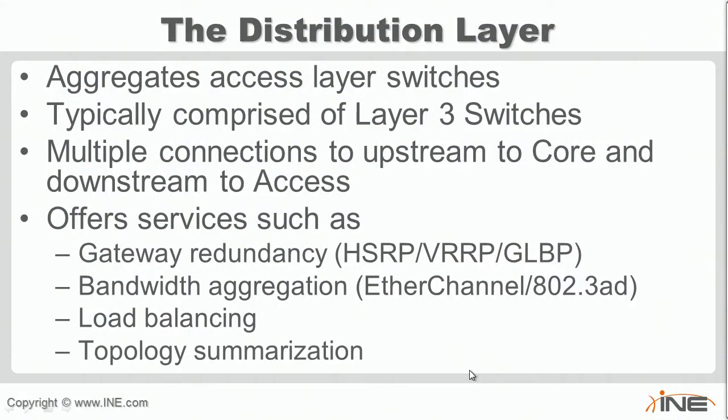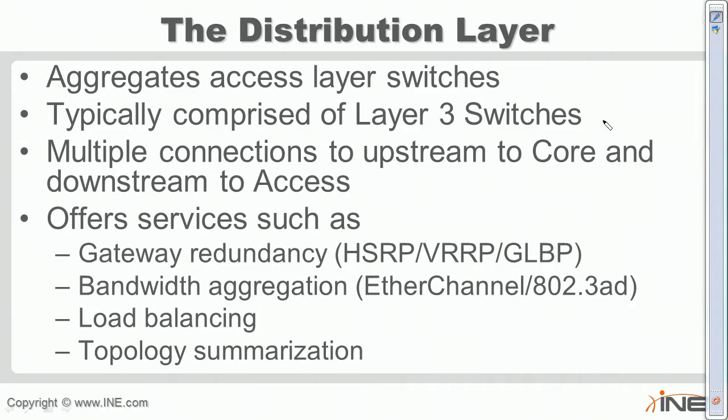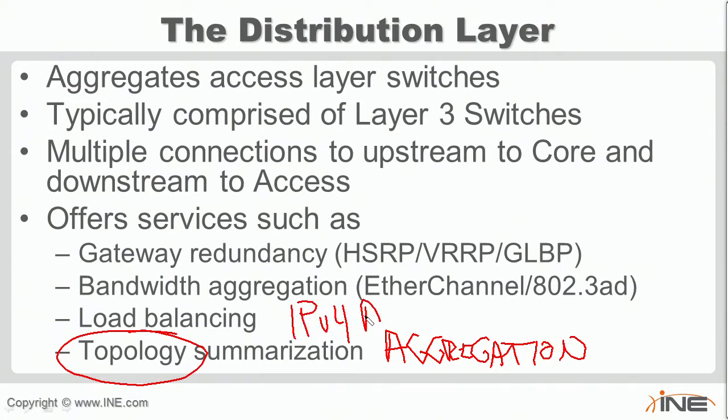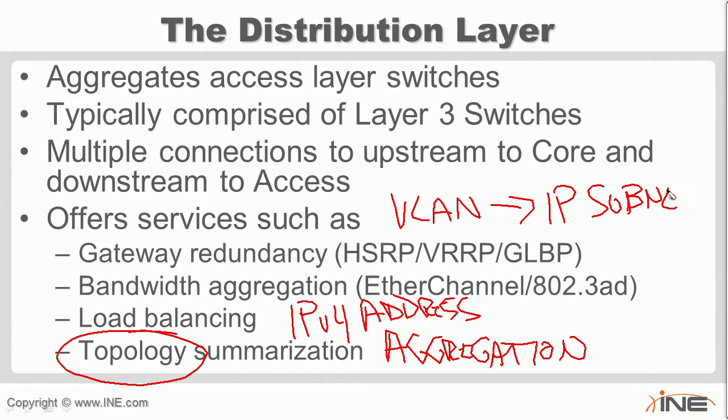This is also going to be used at the distribution layer for what's known as topology summarization, which is sometimes also called aggregation. Topology summarization generally is talking about your IPv4 addressing, where down to the access layer, typically on a VLAN to subnet basis, we're going to have a one-to-one relationship: if hosts are in VLAN 10, they're going to be in the same subnet, and if hosts are in VLAN 20, they're going to be in a different subnet.